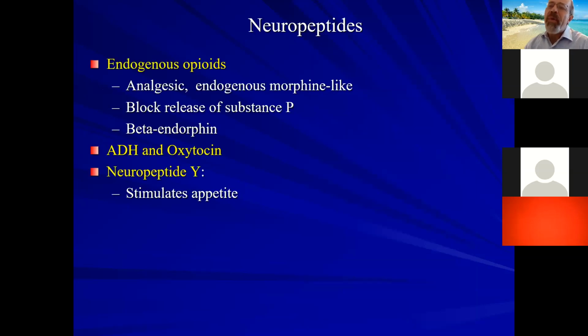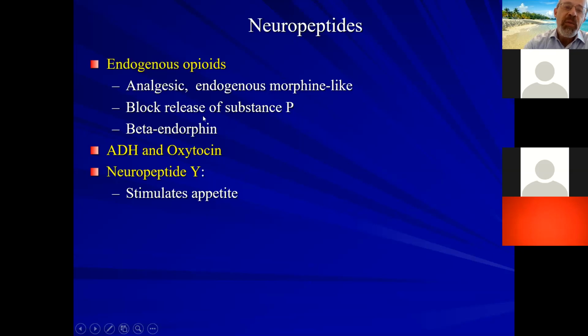All right. Neuropeptides. So these are peptides, chains of amino acids that are found in the nervous system. A couple to mention. One referred to as the endogenous opioids. You've heard of opioids or opiates, right? You've heard of the concern with the opioid crisis we have in this country with fentanyl, things like that. Well, we produce our own morphine-like substances. One example is beta-endorphin. You've heard of endorphins. They also block the release of substance P.